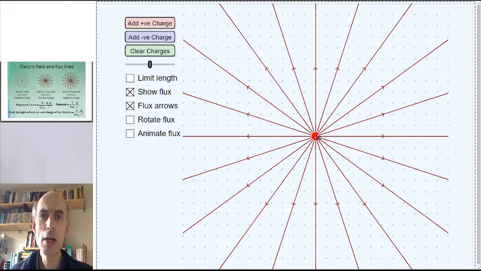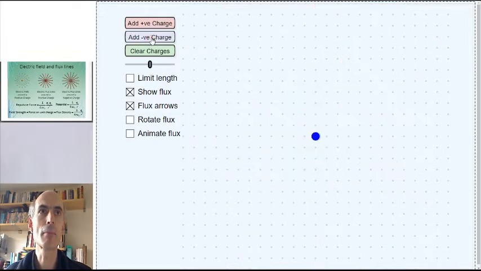As we've seen before, flux lines cannot start or stop in free space, so they would start here at the positive charge and head off to infinity. And it's just a way of representing this completely uniform stream of flux emerging from this positive charge. If I put a negative charge on the screen as well, all the flux lines disappear.